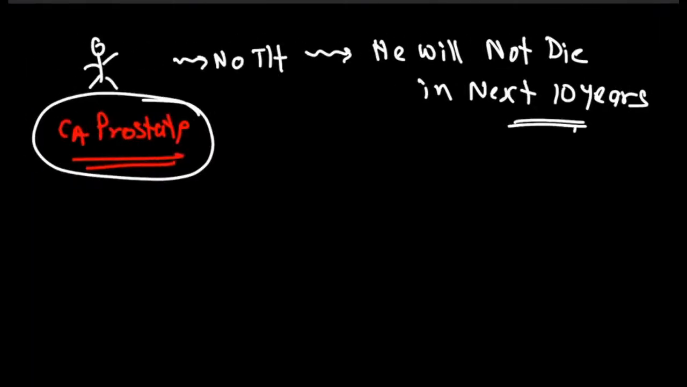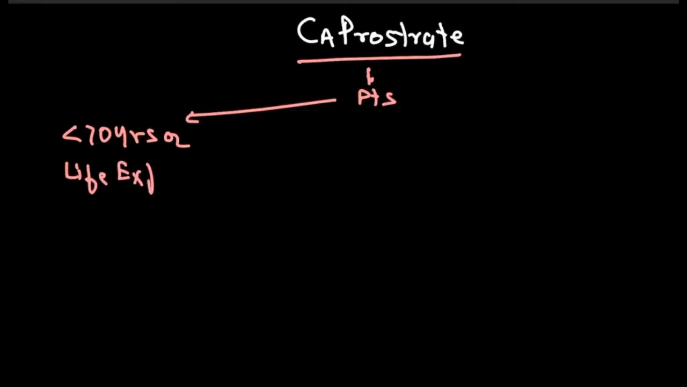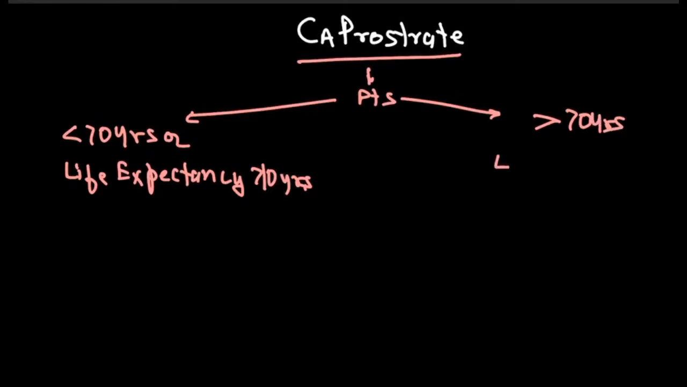So carcinoma prostate is a bit of an indolent tumor, and if you understand this, you will understand the management. Whenever you have a carcinoma prostate, you divide the patients into two groups. One group is patients less than 70 years, or with a life expectancy of more than 10 years. On the other hand, you have patients more than 70 years of age, or with a life expectancy of less than 10 years.